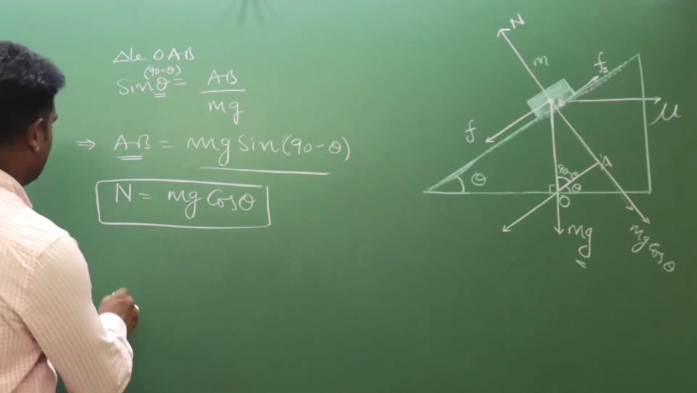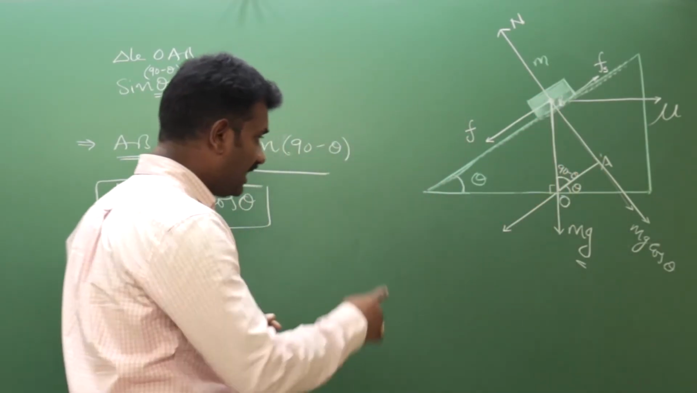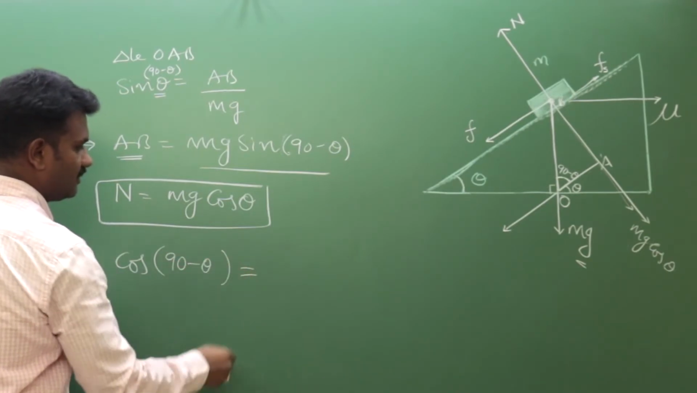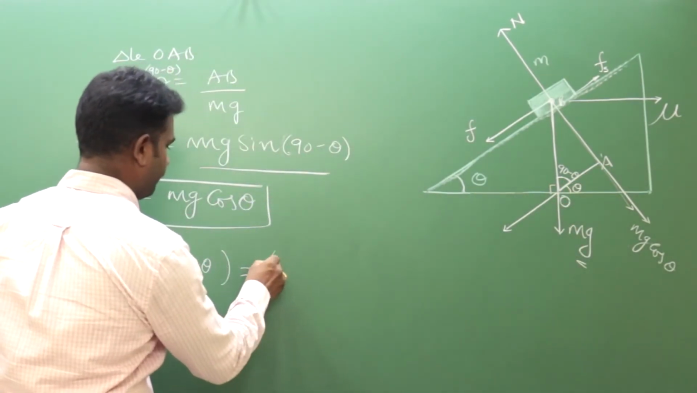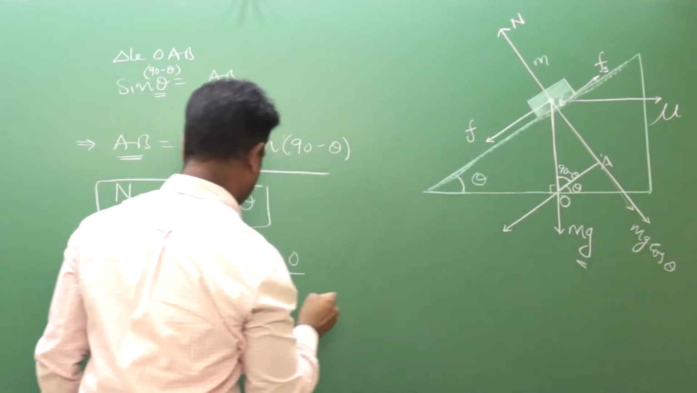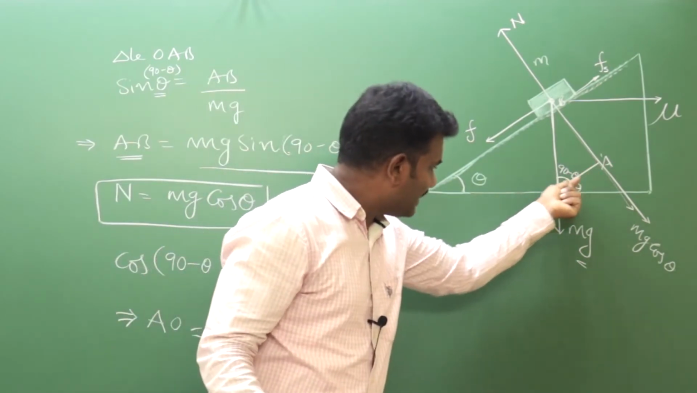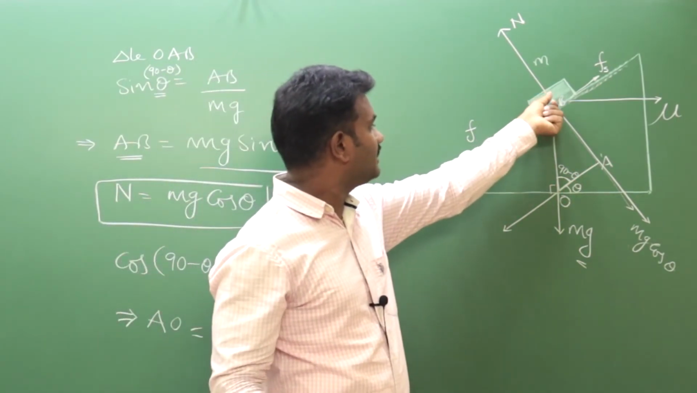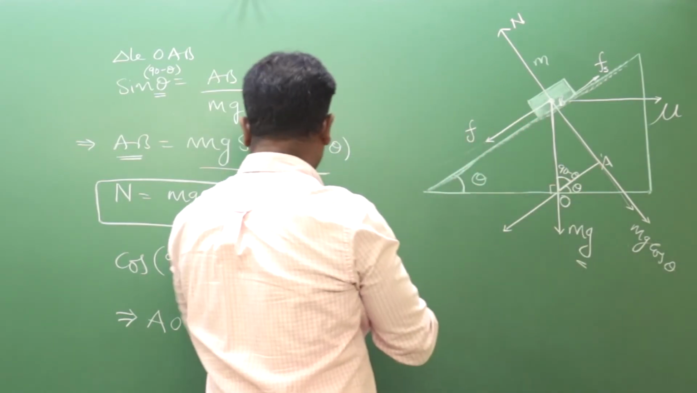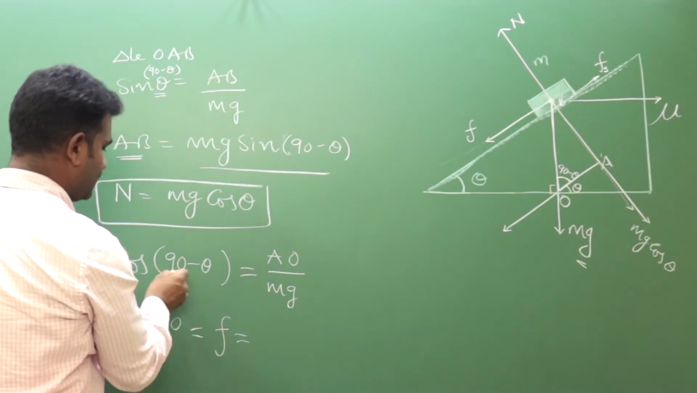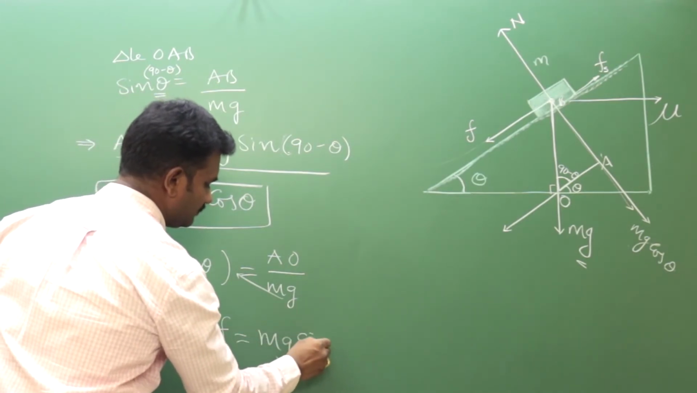Now again from this triangle, let us discuss cos of the angle. So cos of this angle, which is nothing but 90 minus theta, is equal to adjacent side by hypotenuse. Adjacent side means AO by hypotenuse, which is mg. That implies AO, which is acting in this direction, is nothing but the force F because of which the body is sliding in the downward direction. So in this direction, the force acting is small f, which is equal to mg cos 90 minus theta, which is nothing but mg sin theta.